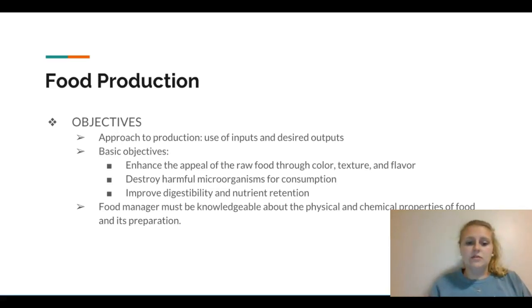Basic objectives: to enhance the appeal of the raw food through color, texture, and flavor, which is done a majority of the time through cooking. You want to destroy harmful microorganisms for consumption, which is a good safety precaution. You don't want to cause anybody to get sick, and you want to make sure everything is good to eat, for the customers and the people inside the walls of the restaurant or organization. You want to improve digestibility and nutrient retention, so that when cooking a food, the nutrients in that food are retained as well as possible.